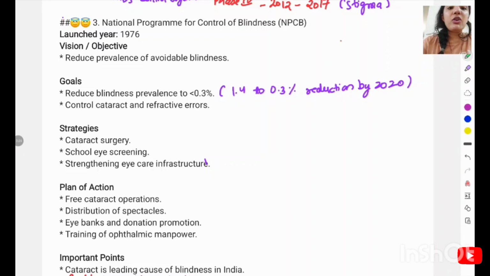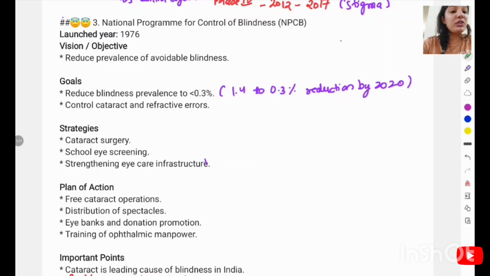Then what is our goal? Our goal is to reduce the blindness prevalence to 0.3%. We have to reduce it from 1.4% to 0.3% by 2020, and control cataract and refractive errors.